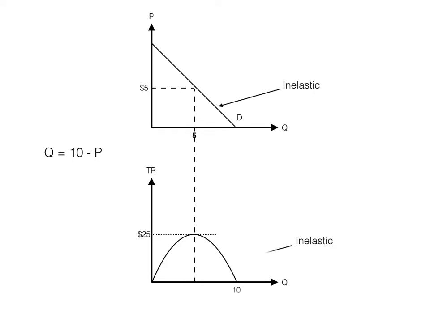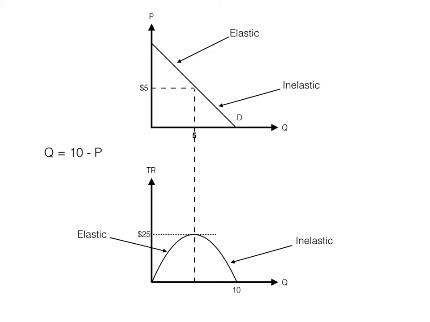When you're on the inelastic portion of your demand curve, raising price, which is the same as decreasing quantity, causes revenue to increase. When you're on the elastic portion of your demand curve, raising price, which is the same as decreasing quantity, causes your total revenue to decrease. So if I'm on the elastic portion of the demand curve and I want to increase revenue, I want to lower my price and sell more units. If I'm on the inelastic portion of my demand curve, I want to raise my price and sell fewer units.